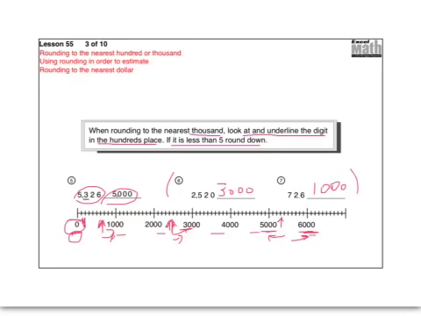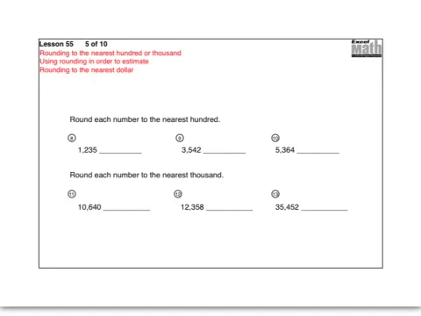Fix any of these answers that you have wrong as you go through. All right, we are going to be doing these next problems here. We're rounding to the nearest 100. Watch out for these because they're actually going into the thousands place. We'll do number 8 together.